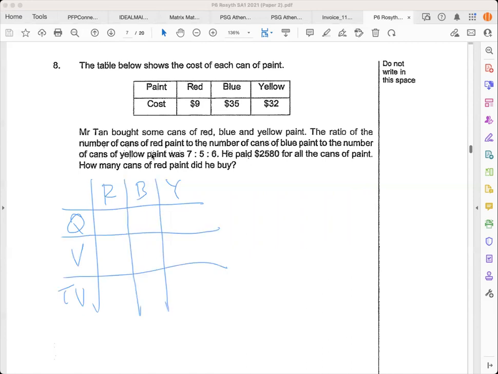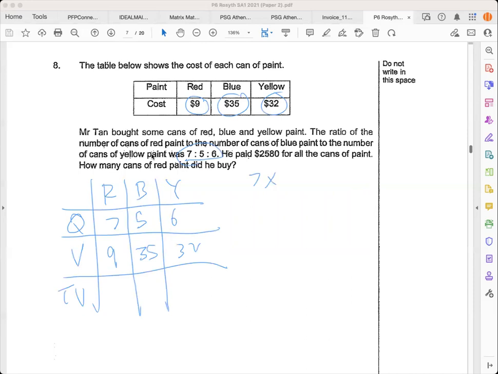So this will be the quantity: 7, 5, 6. Value will be the price of the paint. So this is $9, this is $35, and this is $32. You need to write the number statement down. Don't just use a calculator. You need to do this.